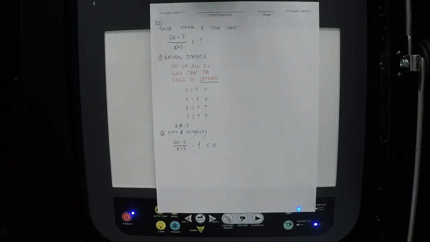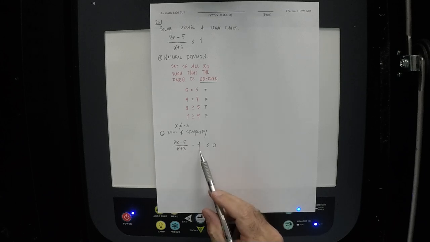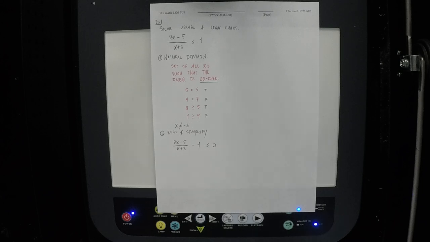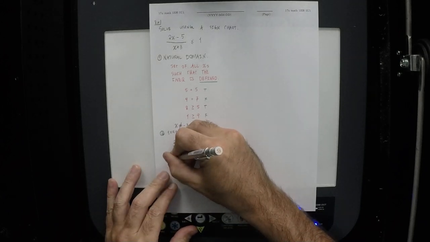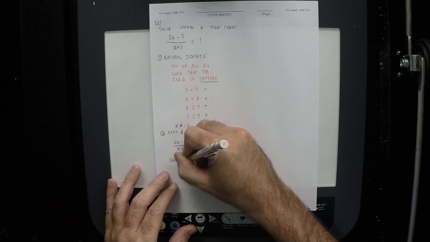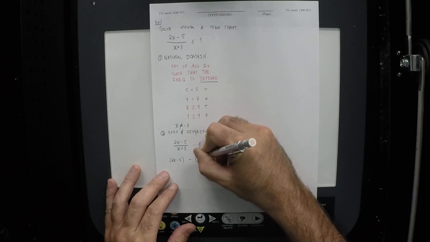Now, I want to simplify the left-hand side as much as possible. In particular, I want to get a common denominator so that it's a single fraction. Okay, so then how can I go about getting it to be a single fraction? Well, I could do the cross multiply thing, right? I could see this as being 1/1, and then do this times 1 minus this times 1, and then all over the product. So I could do it like that. So 2x minus 5, and then minus x plus 3.